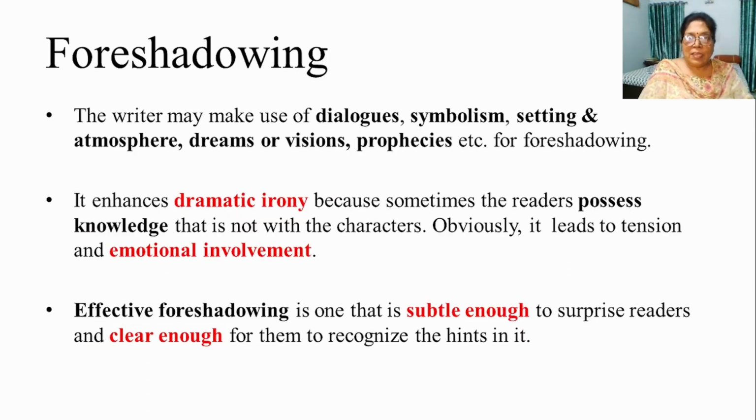Now, the writer makes use of dialogues for the purpose of foreshadowing. He uses dialogues, symbolism, setting, atmosphere, dreams or vision, prophecies, etc. for foreshadowing. So, if he wants to use this technique, he would either use it through dialogues, or he would use symbolism, or he would give certain hint or clue in the setting and atmosphere of the story, or there may be chances that some character is having a vision or a dream, or it is a prophecy made by someone. These are the things which are used for foreshadowing.